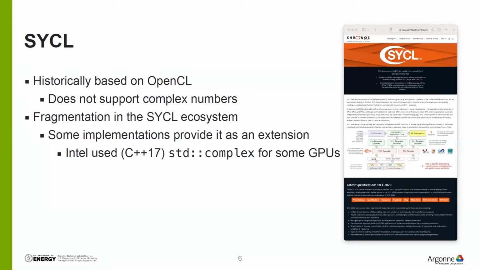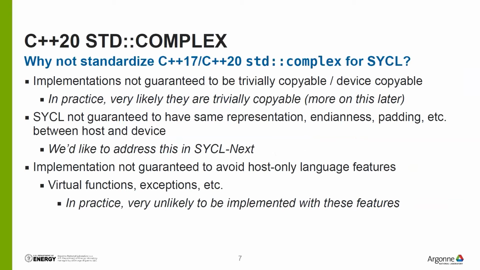Because we're historically based on OpenCL, there's no real support for complex numbers. And there's been some fragmentation in the ecosystem. Intel gave us an extension for using std::complex. So why don't we standardize that? That's the first question.